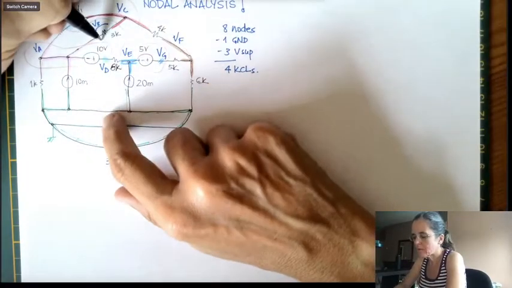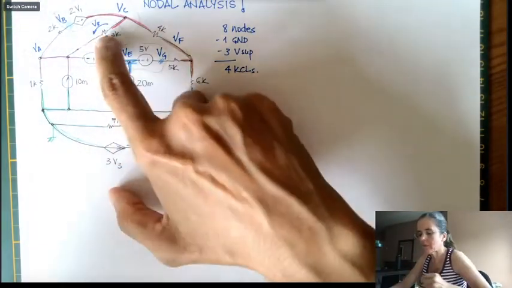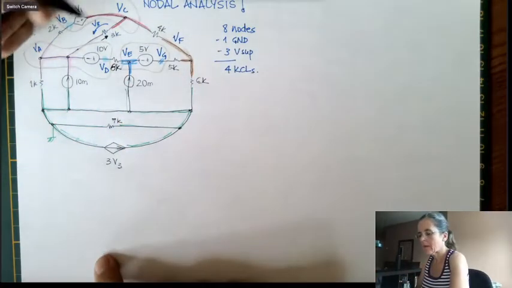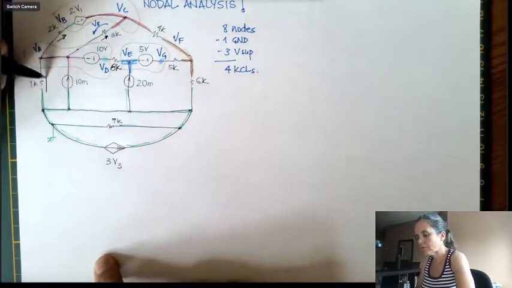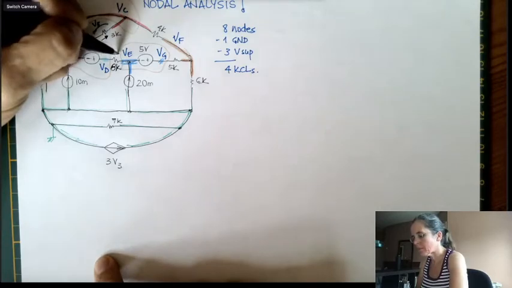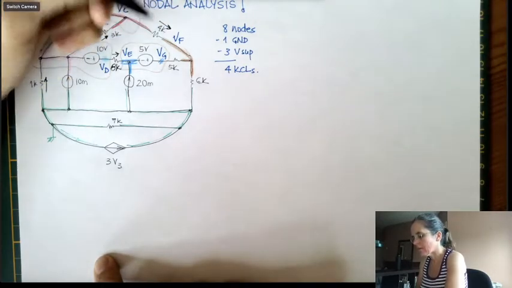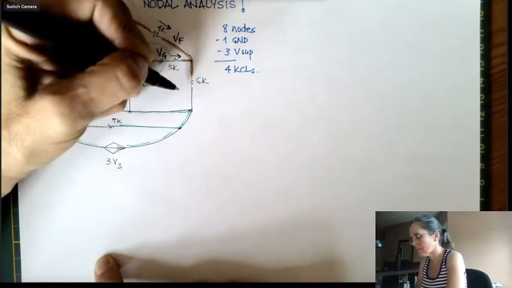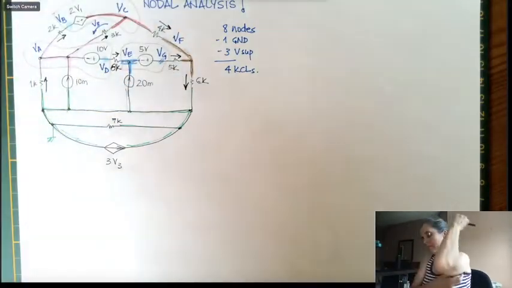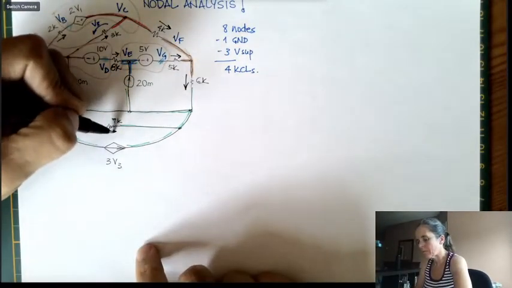But on the 3K, there is a definition of a current. It's going that way because V3 is going this way. Everybody else, I'm just going to draw going up or to the right. Well, this one's going down. This one's going down then. And this one's going this way.